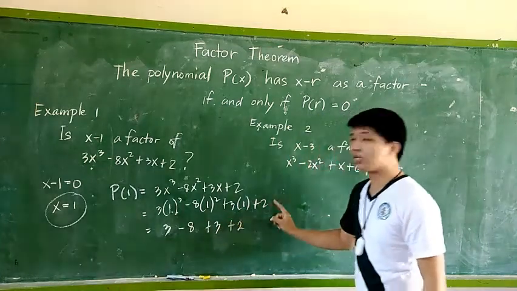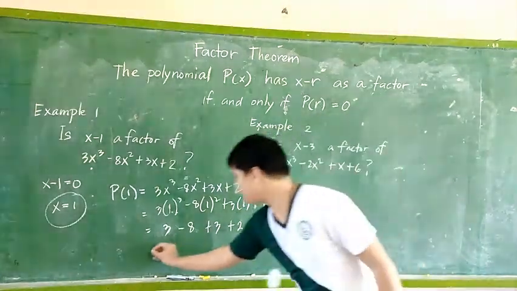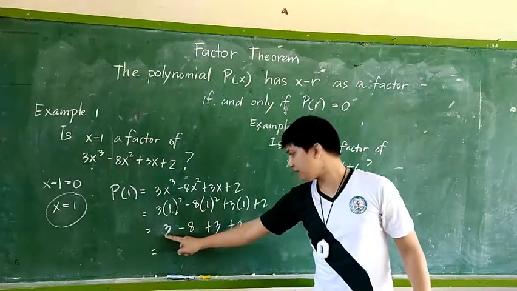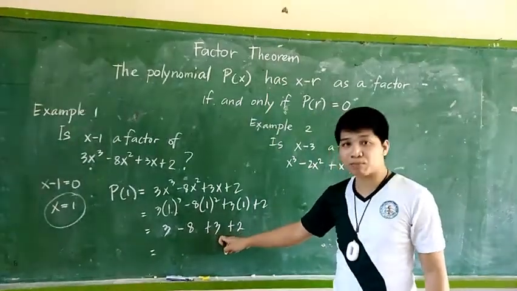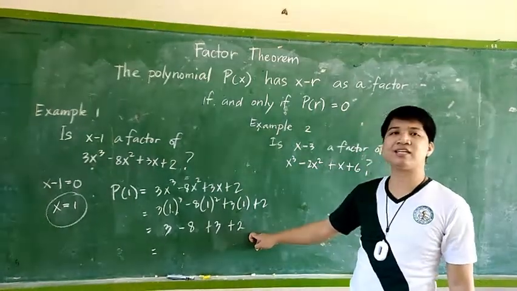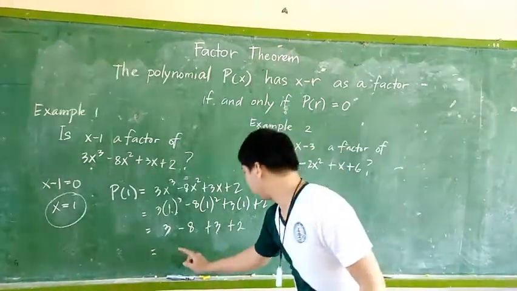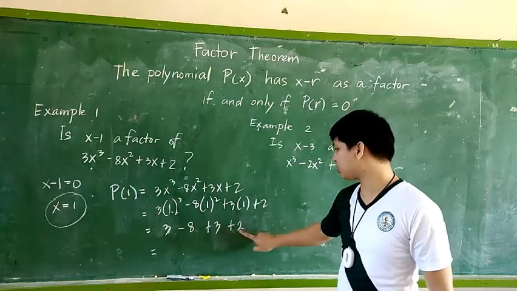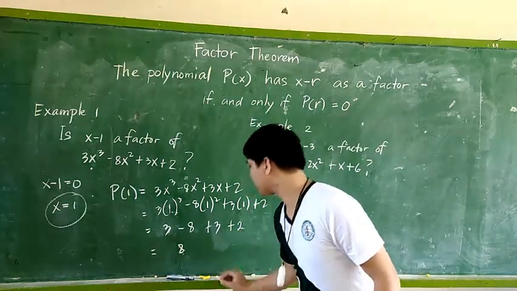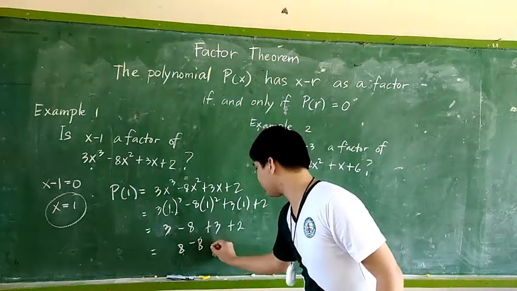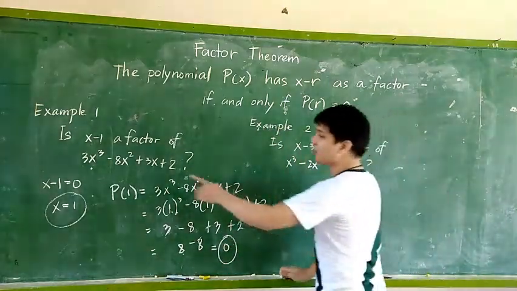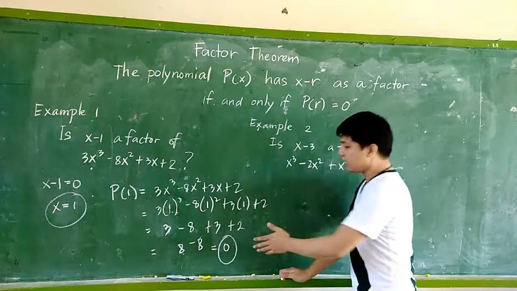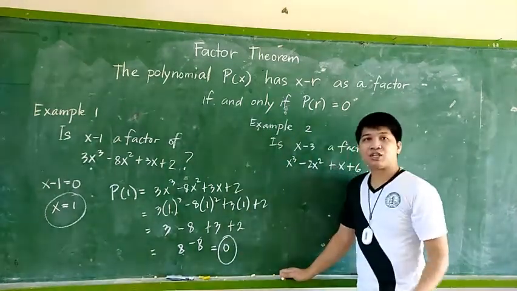And then copy 2. Simplifying this, 3 minus 8 is negative 5, plus 3 is negative 2, plus 2 is 0. Or this will become 3 plus 3 plus 2, that's 8, minus 8, which is 0. So after substituting the value of x, we arrive at the answer 0.